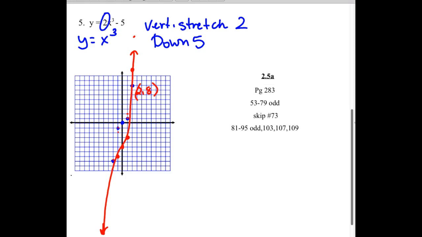For today, your assignment is on page 283. You're going to do 59 to 79 odd. You can skip question 73. 81 to 95 odd, 103, 107, and 109. All of this can be done on graph paper. I will get that passed out to you.